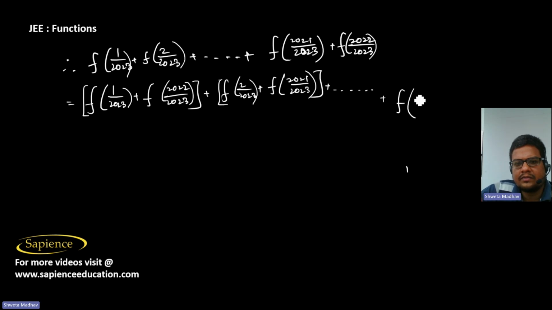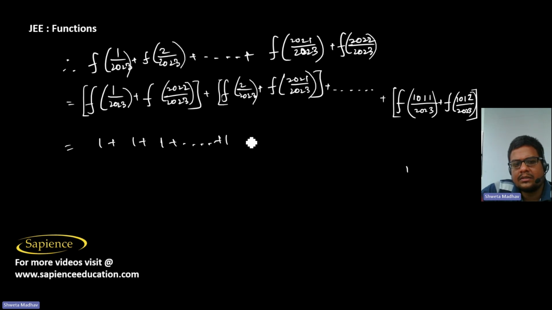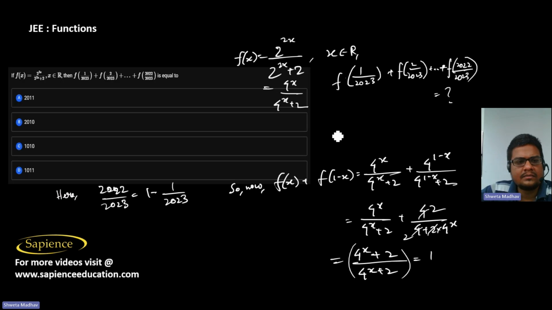So this will be f of 1011 by 2023 plus f of 1012 by 2023. So this will be 1 plus 1 plus 1 plus 1. It will go till 1011 times. So this will be equal to 1011. So 1011 is the answer. So option D is the correct answer.